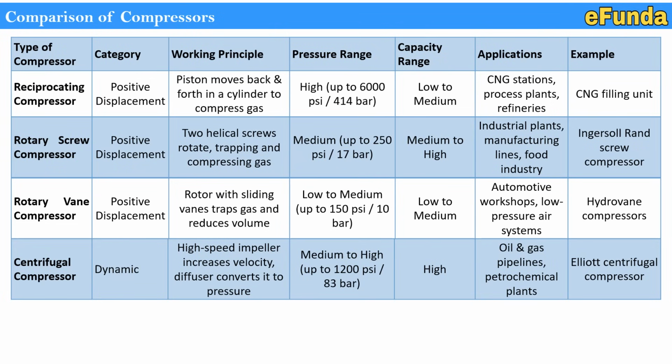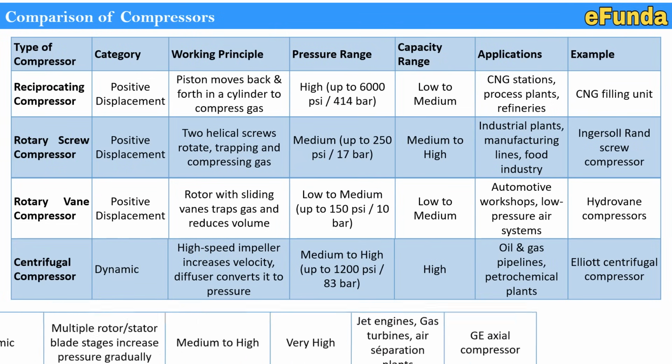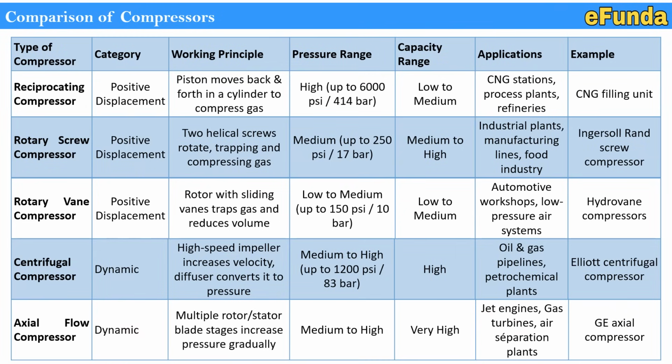The last one is the axial flow compressor, that is a dynamic type, working with multiple rotor stator blade stages, which increase pressure gradually. Pressure range is medium to high. Capacity range is very high. Applications are jet engine, gas turbines, air separation plant, etc. Example: GE axial compressor. This is how in today's topic we have covered the different types of compressor and their working as well.